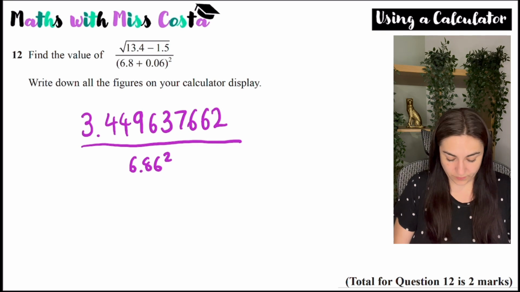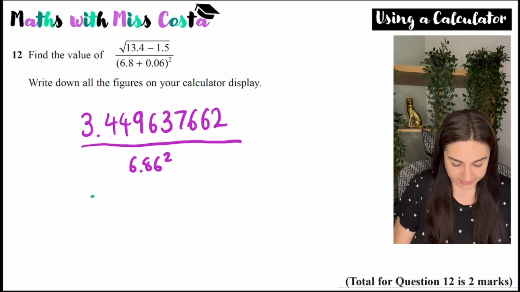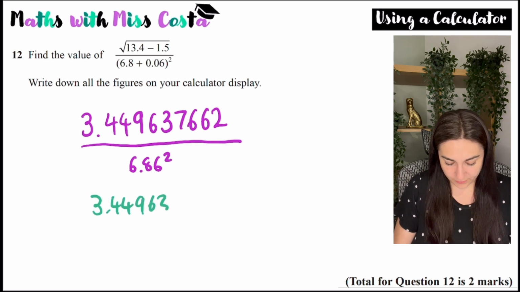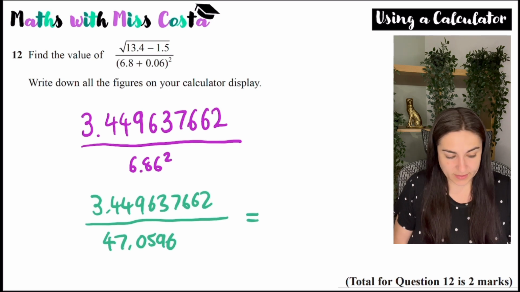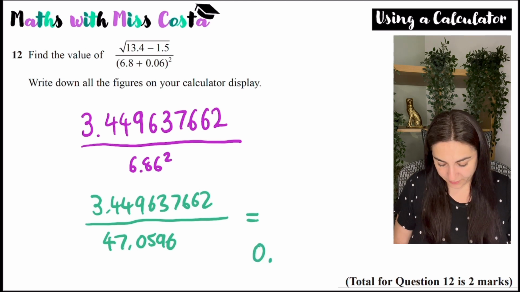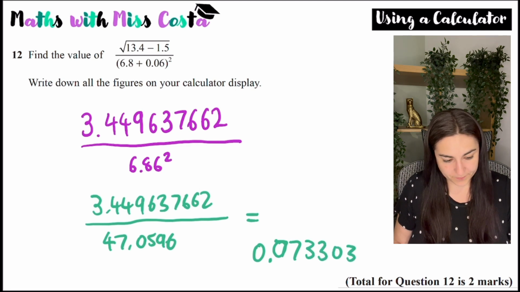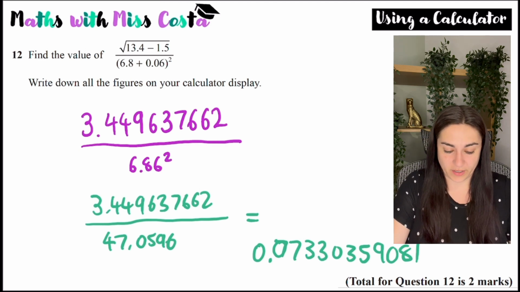And then I can work out what 6.86 squared is by just doing answer squared, which is 47.0596. So let's write all of it out. 3.449637662 divided by 47.0596. So I can just type that into my calculator: 3.449637662 divided by answer is 0.70733035981.